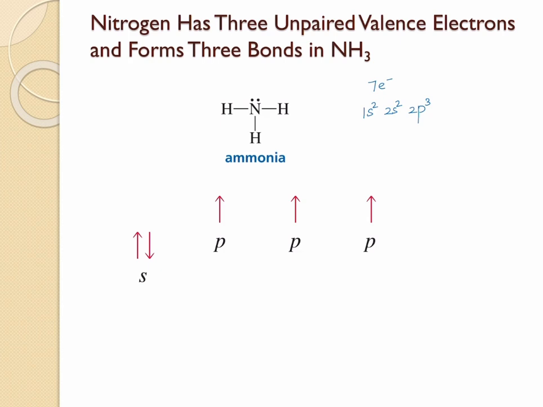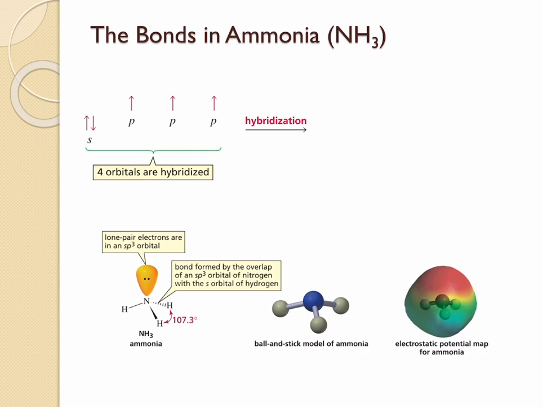But if this is the case, then the bond angle should be 90 degrees. Now, when we look into the structure of ammonia, what we see is the bond angle is 107.3 degrees, which is closer to the bond angle of the tetrahedral arrangement, which means nitrogen needs to undergo sp3 hybridization. Here, for the sp3 hybridization of nitrogen, one s orbital and 3 p orbitals hybridize together to form 4 sp3 hybridized orbitals. Let's draw the 4 sp3 hybridized orbitals.